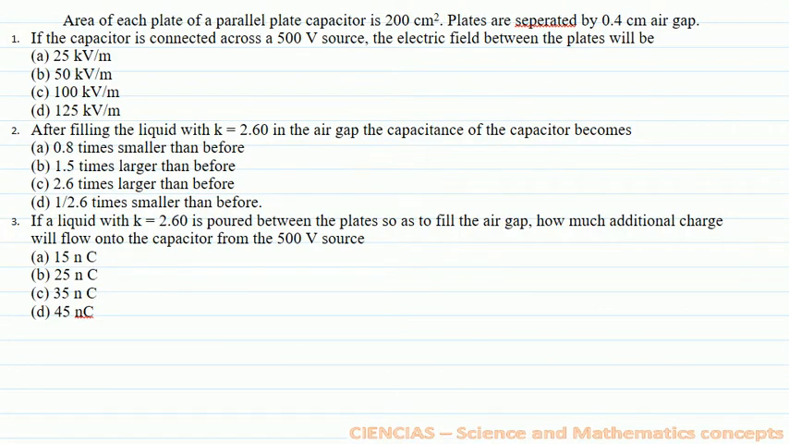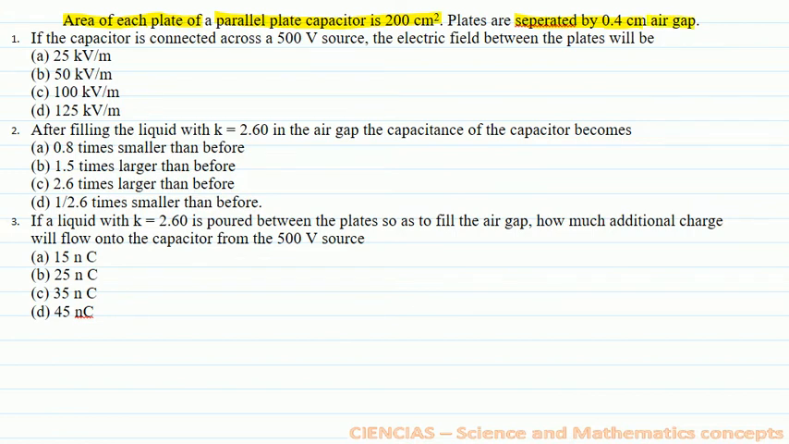Hello students, here we are solving a question which can be given to you as a case study question or as a numerical also. The question: the area of each plate of a parallel plate capacitor is 200 centimeter square. This is the area of each plate. Plates are separated by 0.04 centimeter air gap, meaning in between the plates it is air.